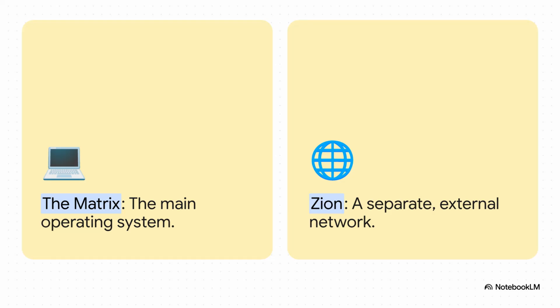So that gives us our basic setup. On one hand, you've got the Matrix, which is basically the main operating system, and on the other, you've got Zion, the totally separate external network. And trust me, this split between what's inside the system and what's outside is going to be super important for everything else we talk about.